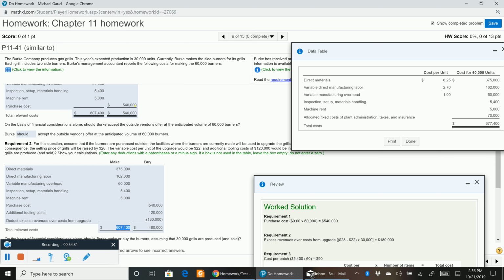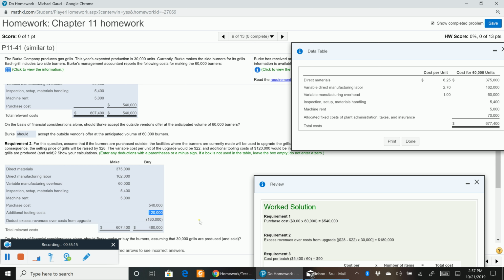the $607,400. But the buy decision is not only the $540,000 to purchase it outright, we also have to consider the additional tooling costs, which we said was $120,000. Okay, that is a cost that we would have if we buy it outright. And the upgrade, remember, the upgrade gives us an additional 28 minus 22, an additional $6 contribution margin times 30,000 units. All right, 6 times 30,000 is $180,000.